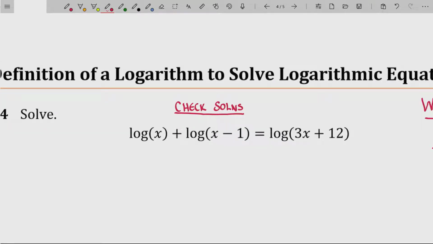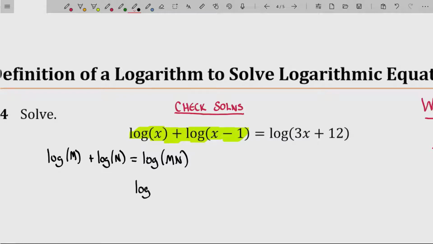How do you go about solving this style of logarithmic equation? Well, use the property of logarithms. We're adding two logarithms right here. Let me highlight that. So we can use the property that says log of m plus log of n is equal to the log of their product. So that's what I'm going to do here on the left-hand side. We get the log of x times x minus 1 is equal to the logarithm of 3x plus 12.